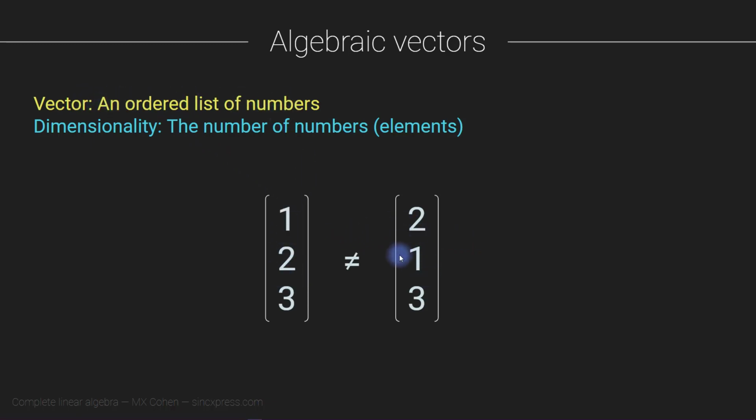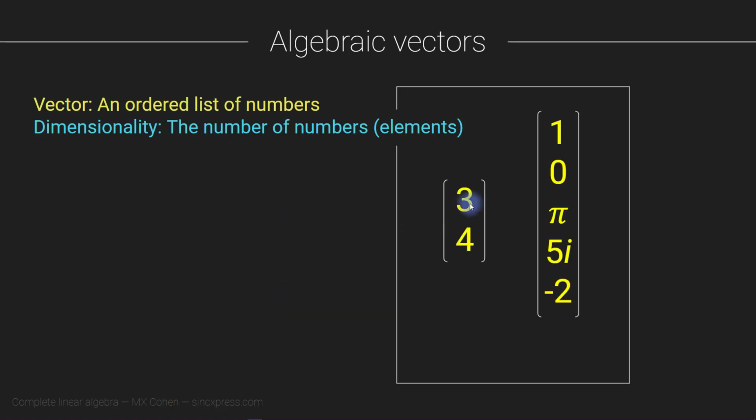Now, these two vectors have the same number of numbers, and they have all the same numbers, but they're in a different order. So these are actually not the same two vectors. So the order is really important for a vector. So it's one vector, this is a completely distinct vector. However, they are both three-dimensional. We call the dimensionality of the vectors the number of numbers, or the number of elements. So 1, 2, 3 elements, so this is a three-dimensional vector.